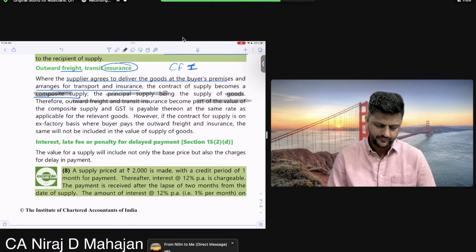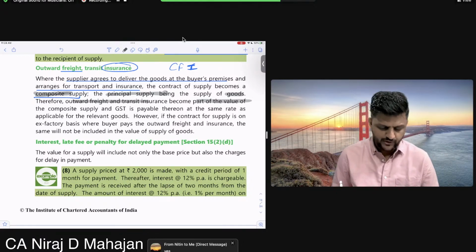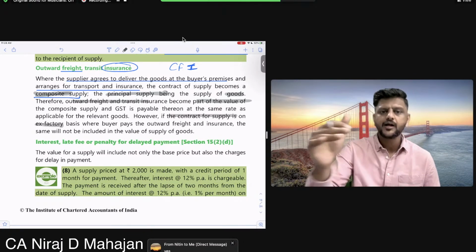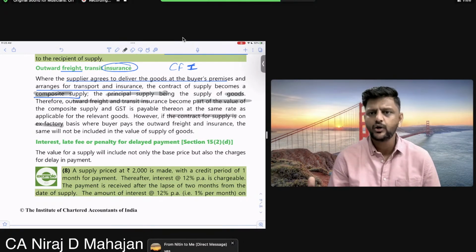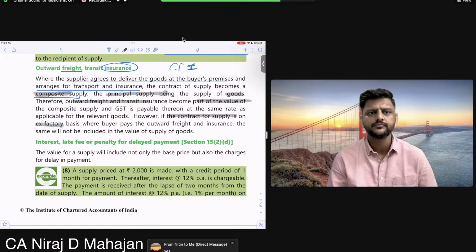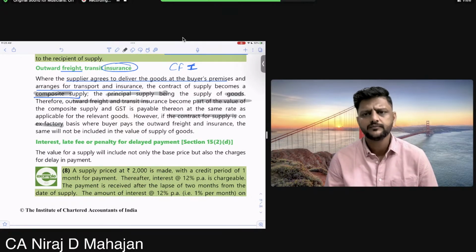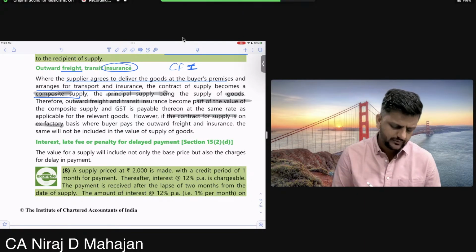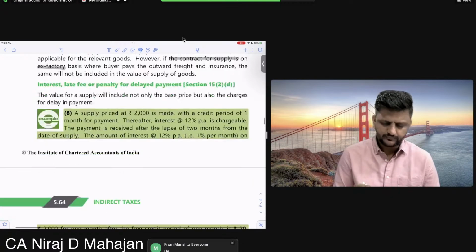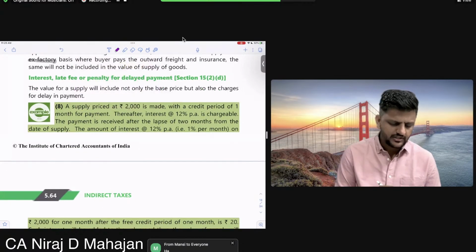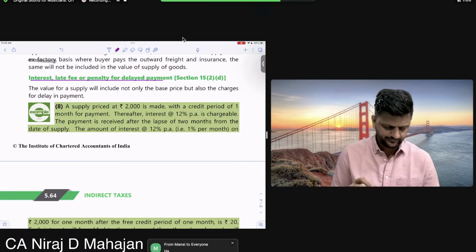Okay. However, if the contract is for supplies on ex factory basis, what do you mean ex factory? Come at my factory and take it. Then obviously there is no concept of freight and insurance over here. So the buyer will pay for the freight and insurance. That is not our headache. Yes, that will not be part of our value of supply. Clear? Interest, late fee, penalty, added? Yes, added.